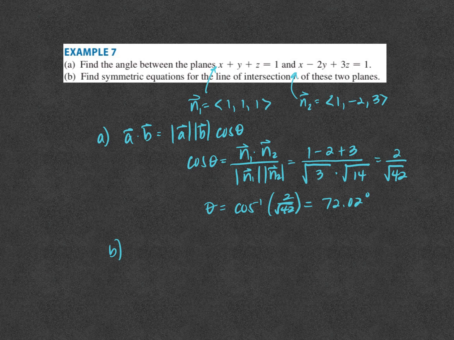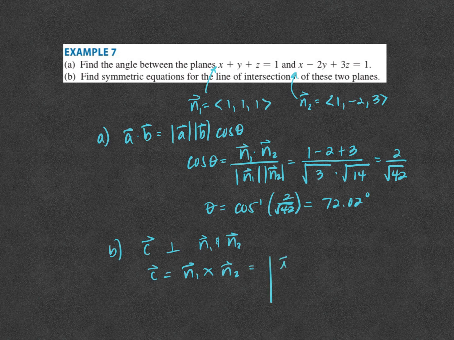So we need to start off with a normal vector. So we need a normal vector, let's call it C. So let's say vector C is normal or perpendicular to N1 and N2. Now we know that in order for that to happen, C is equal to the cross product of N1 and N2.